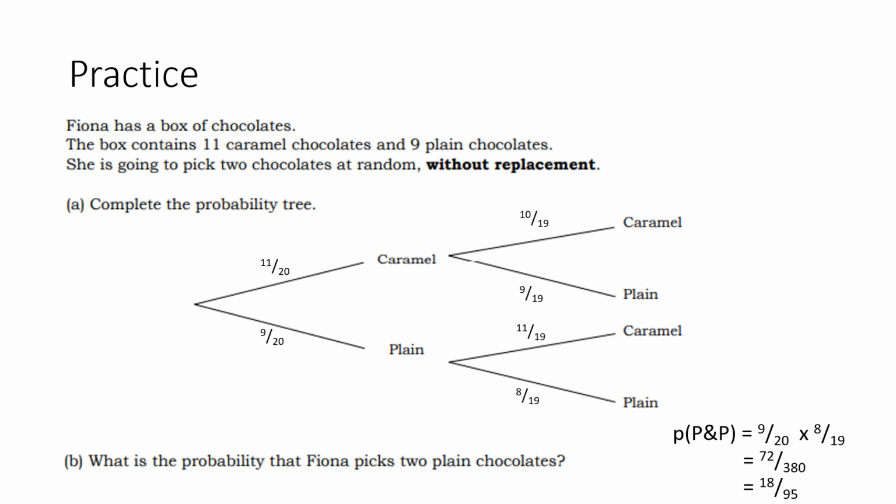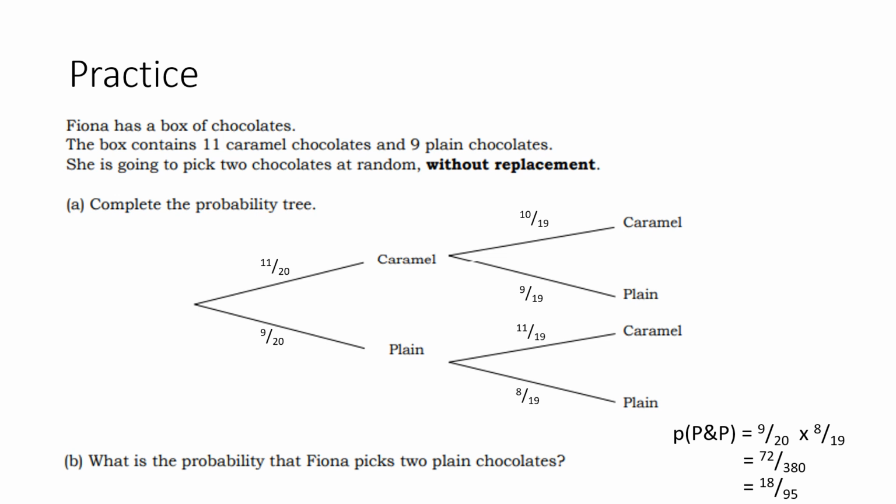Let's run through the answers. If you chose a caramel first, with the first pick, you would have had 11 caramels out of 20, so the probability was 11 out of 20. So if you removed a caramel the second time to get a caramel, there would only be 10 caramels left, and there would only be 19 sweets because you removed one of the sweets, so it would be 10 out of 19 for the caramel the second time. Now you would still have all 9 plain chocolates left, so the branch below would be 9 out of 19.